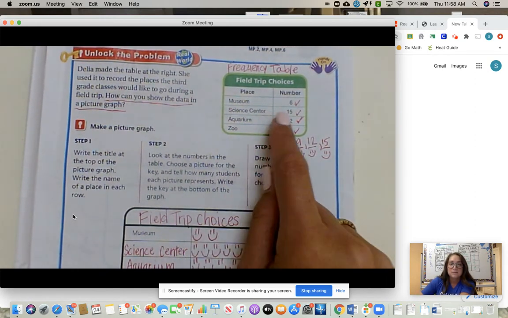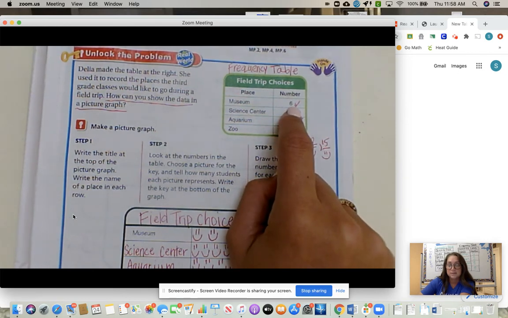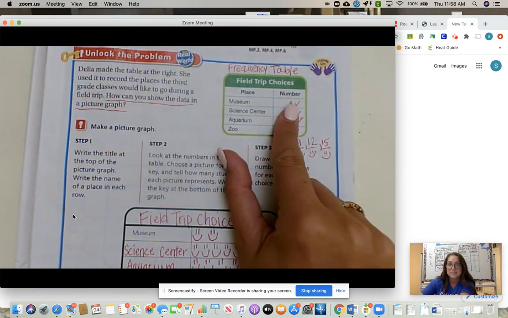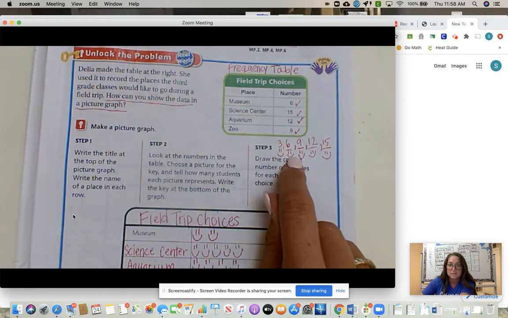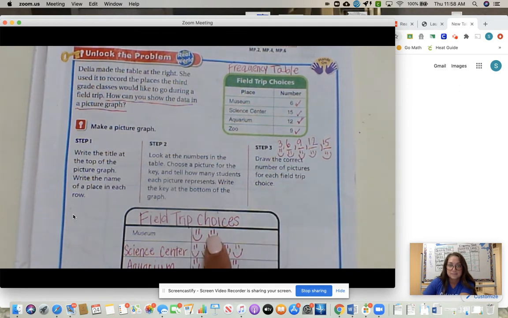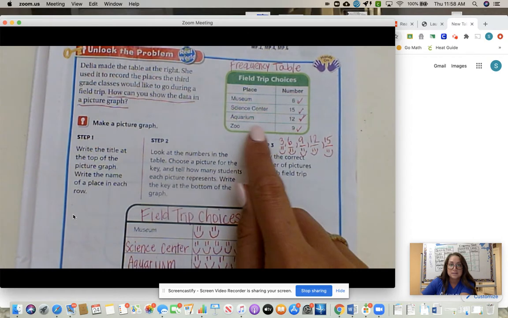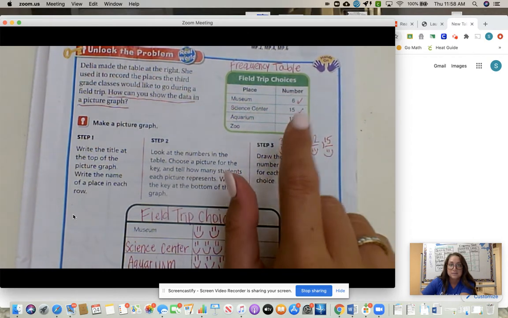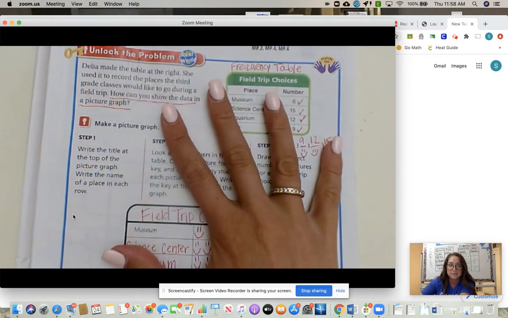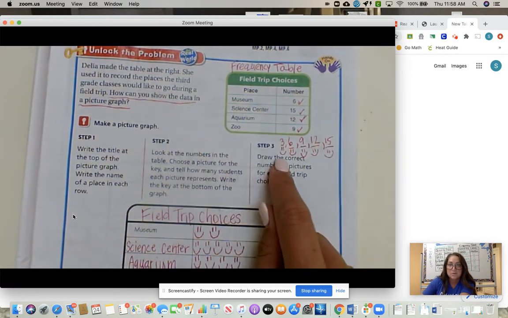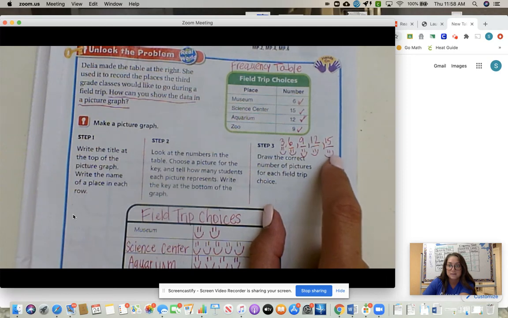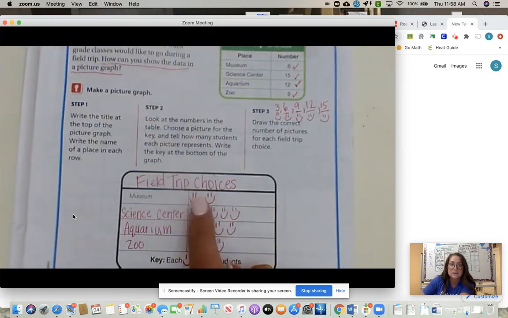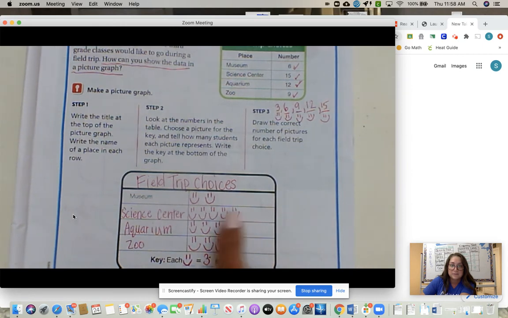Museum. There are 6 students who chose museum. So I'm going to skip count. 3, 6. That's 2 smiley faces. Or I just look down here. Where's 6? There it is. Oh, I have 2 smiley faces until I get to 6. Science Center, I have 15. 3, 6, 9, 12, 15. That's 5. Or I can go here. Here's my 15. How many smiley faces do I have? 1, 2, 3, 4, 5.